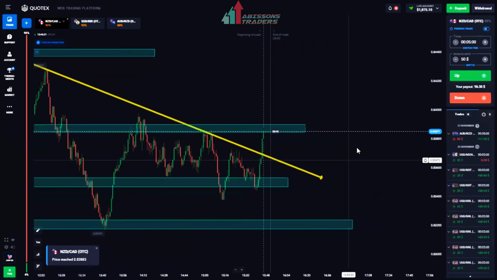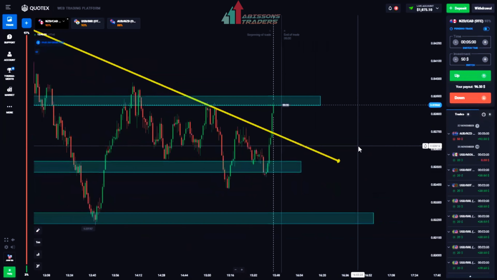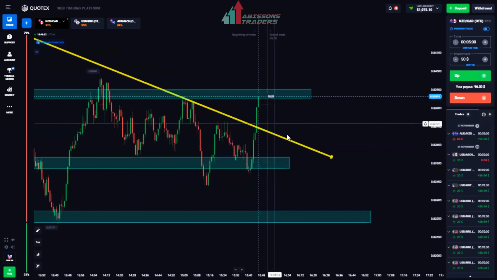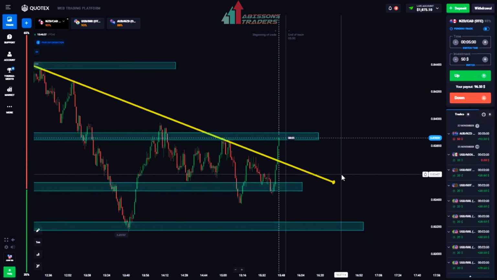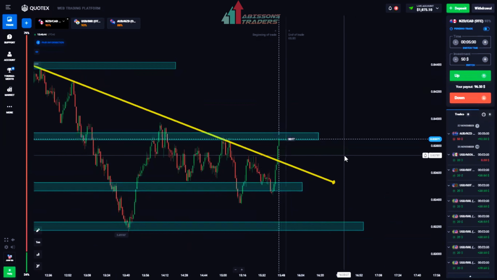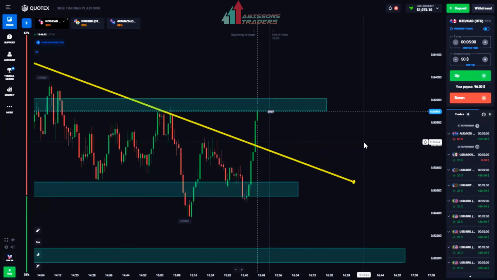Let's hope they will not break that zone, because if they break that zone, we'll have to wait for them to come back and retest, and we buy. Let's hope they will just reverse from here and continue dropping. We're still in a downtrend, guys, until they break this zone. If they break this zone, then we know that's a change of character. The trend is about to change, so we will not place a trade until they do a retest and confirm.